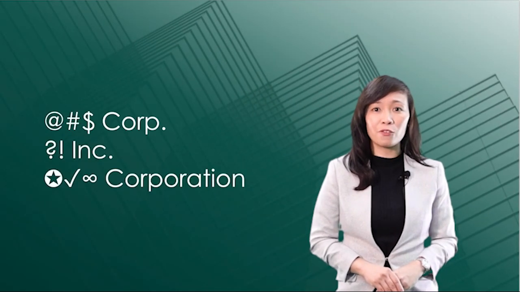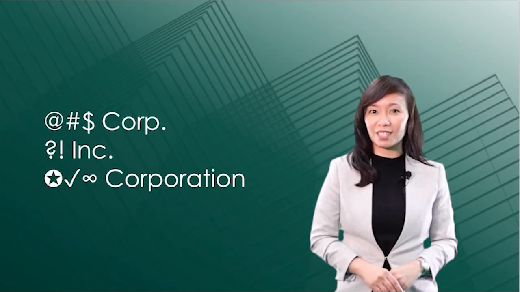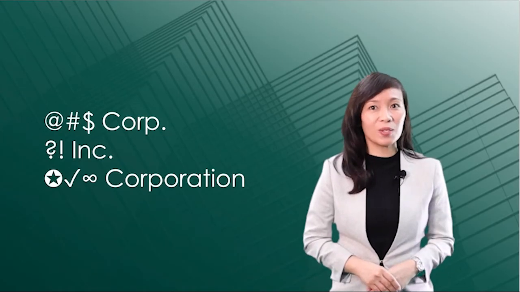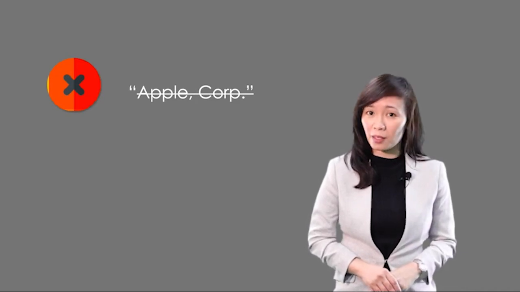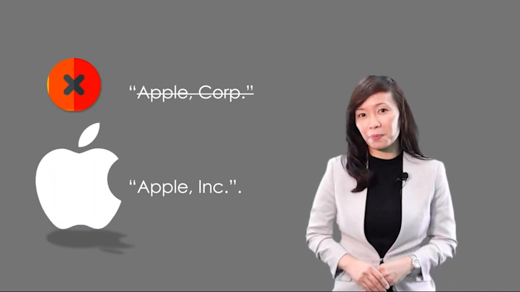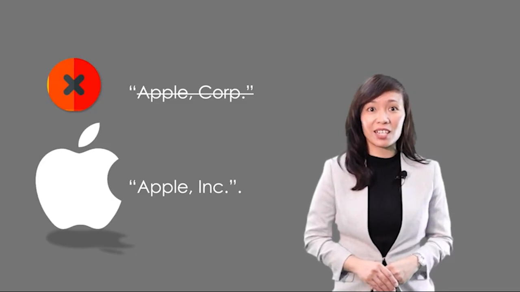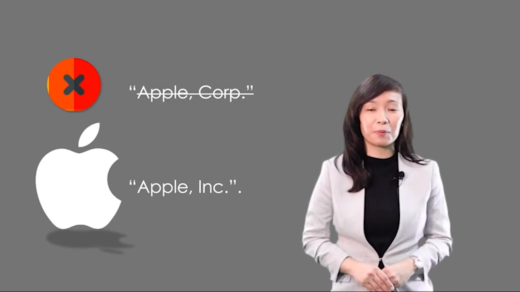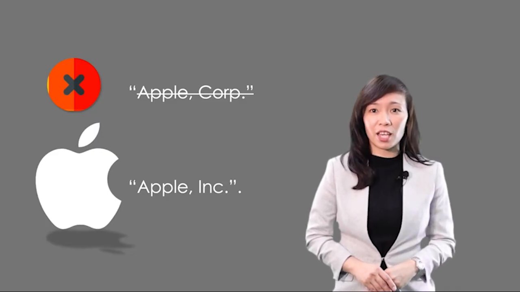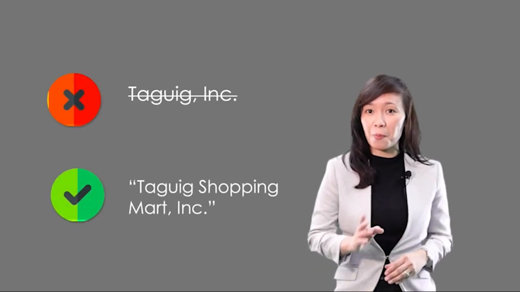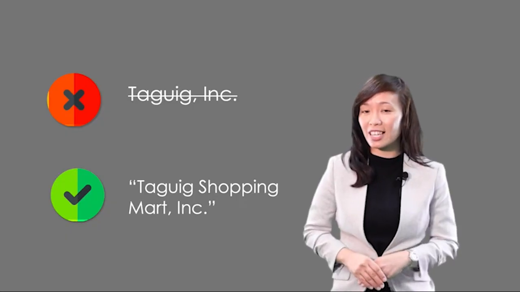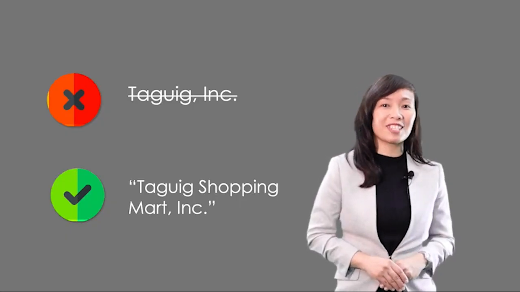For example, the following cannot be used as corporate names. You cannot use the name of or names similar to the names of internationally known foreign corporations. For example, you cannot use the name Apple Corp because there is an internationally known foreign corporation named Apple Inc. The name of a location must be accompanied by descriptive words or phrases. For example, you cannot use the name Taguig Inc. You may, however, use Taguig Shopping Mart Inc. if you will be operating a shopping center.